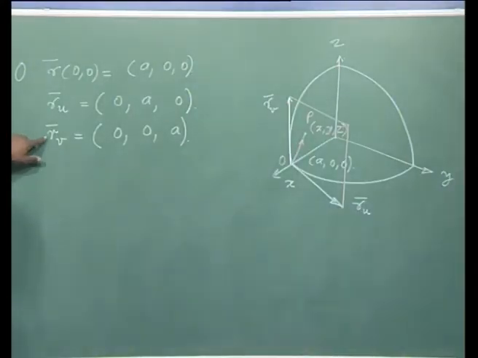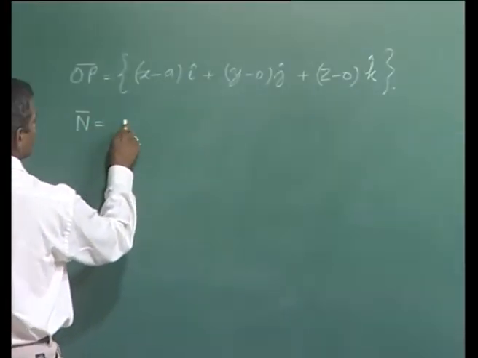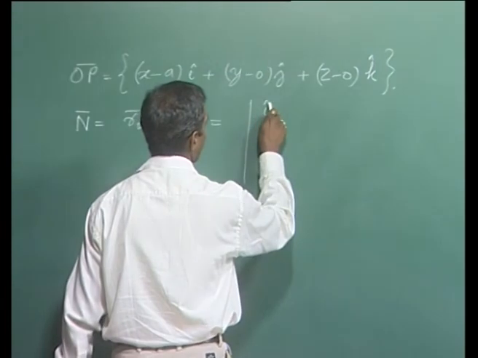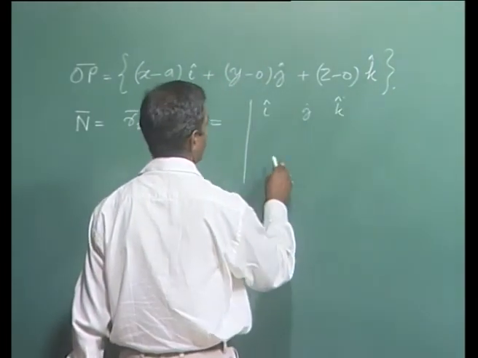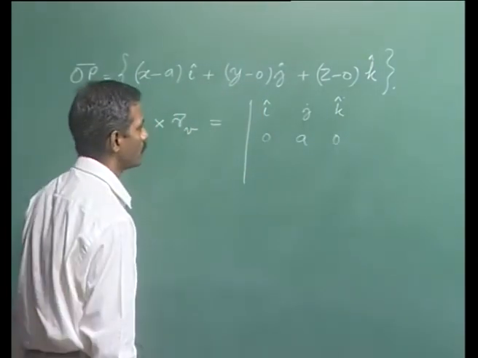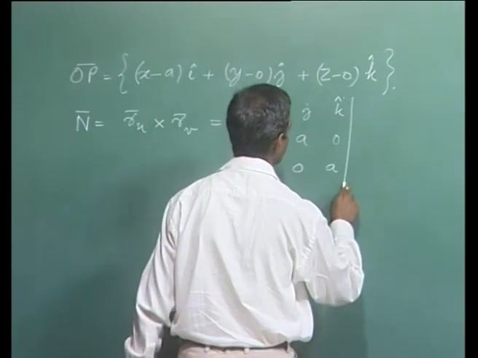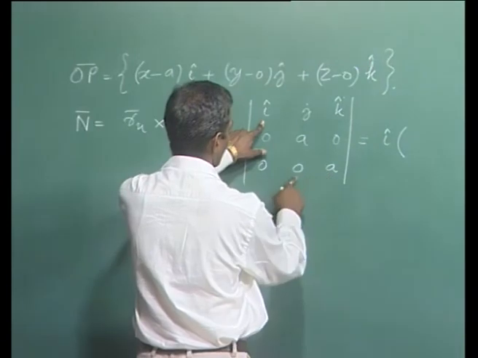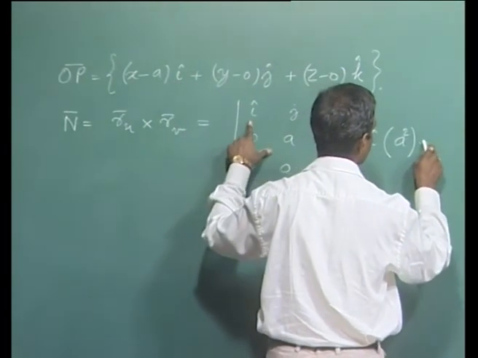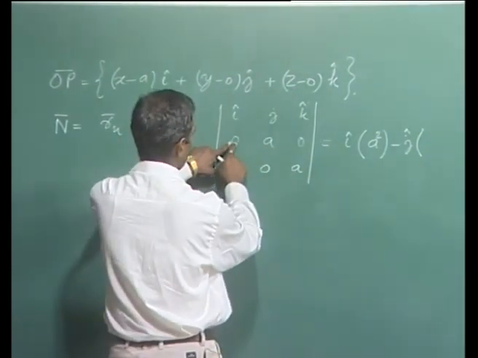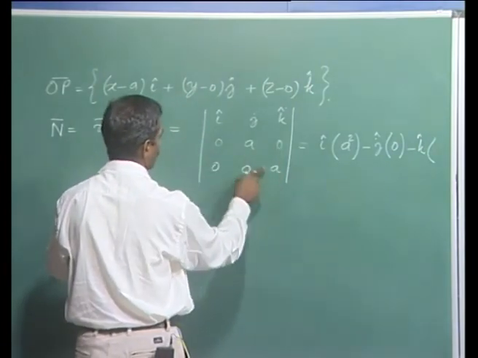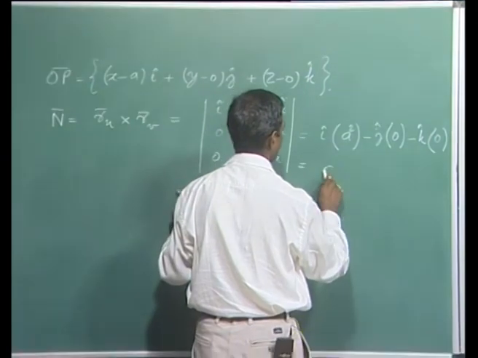I can compute the cross product between these two tangents, r u and r v. So the normal n is r u crossed with r v. This is given by the determinant i, j, k, 0, a, 0, components of r u, and 0, 0, a, components of r v. This is i times a squared minus j times, this would be 0, minus k times, this would be 0 again. So this is equal to a squared times i.